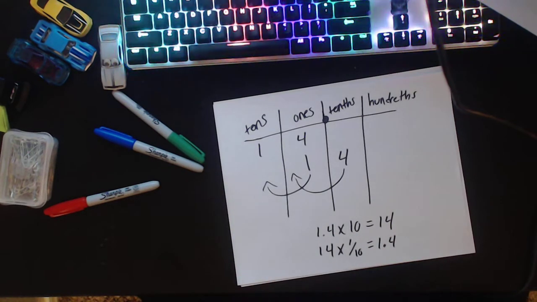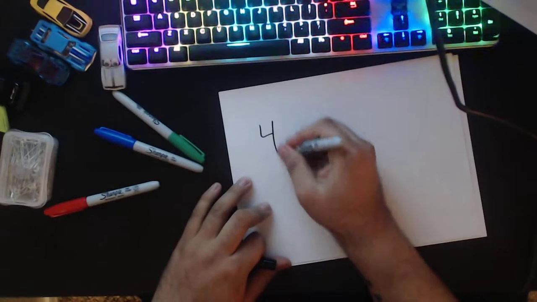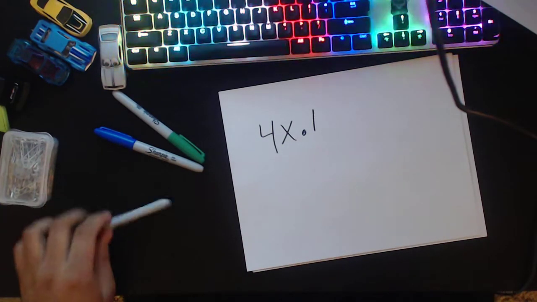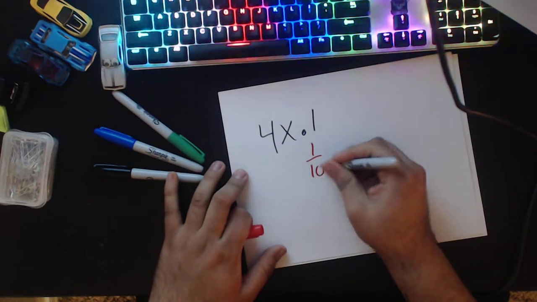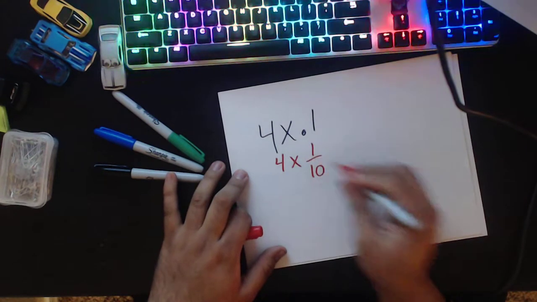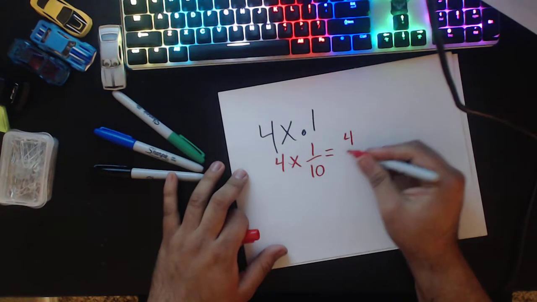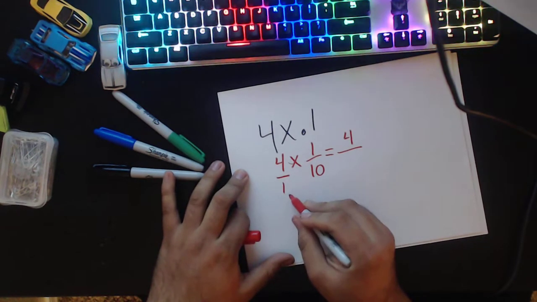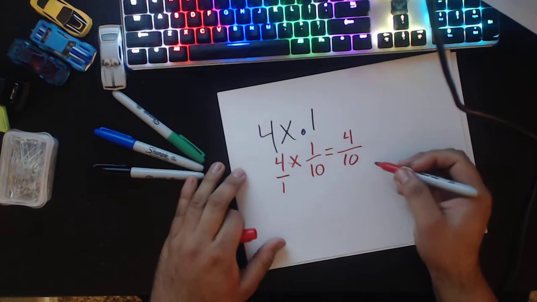So now that we've reviewed something that we did in the past, let's multiply a whole number by a decimal. My whole number is 4 times my decimal, which is .1. Now let's relate that decimal to a fraction that we know. Well, we know that .1 is really 1/10. So let's change the rest of our problem. Then we have 4 times 1/10, which is going to give us 4 times 1 is 4. Oh, what goes here? Don't forget your 1. 1 times 10 is 10. So our answer is 4/10.